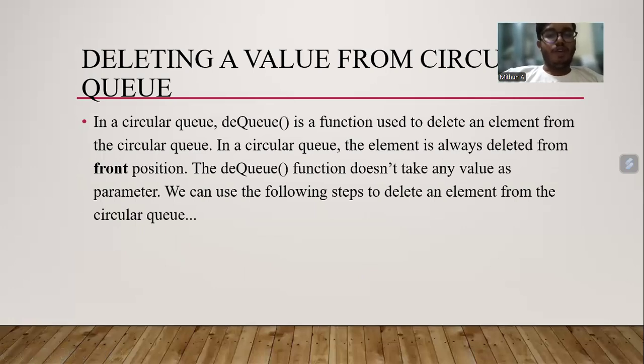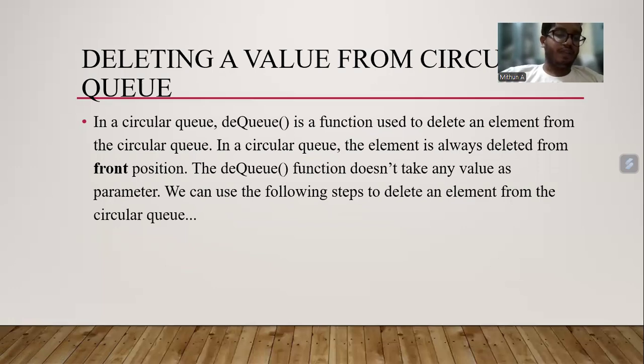Deleting a value from circular queue. In a circular queue, dequeue is a function that is used to delete an element from the circular queue. In a circular queue, the element is always deleted from the front position. So as we said, it is first in, first out. So whatever element is inserted first will be deleted first, and not like the stack.